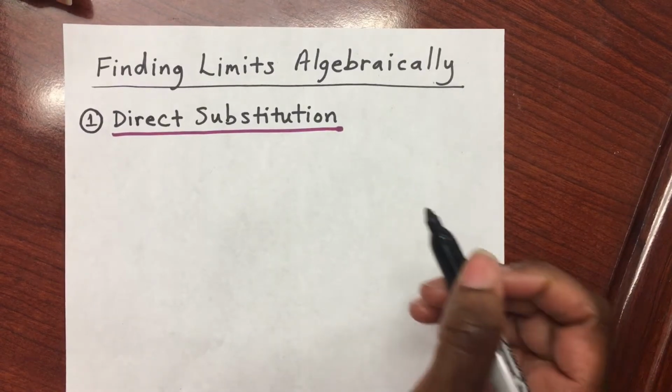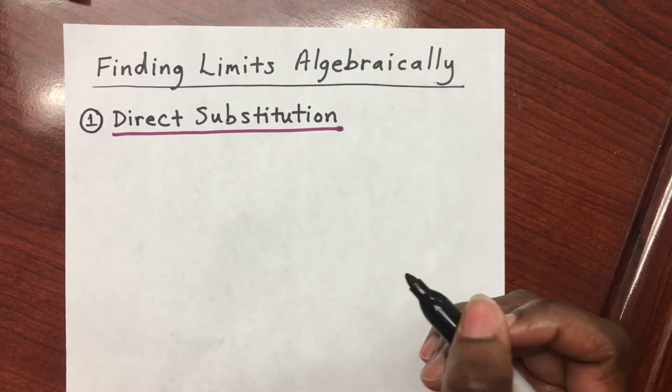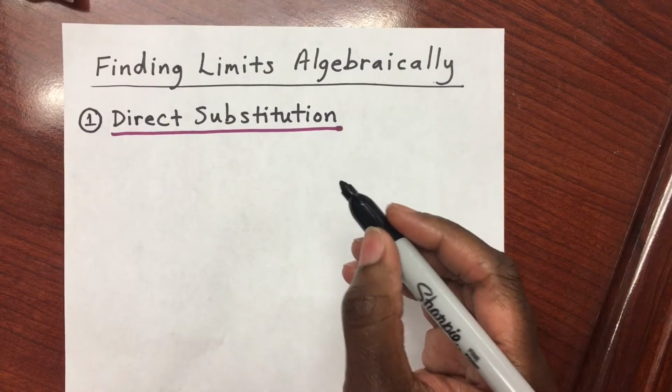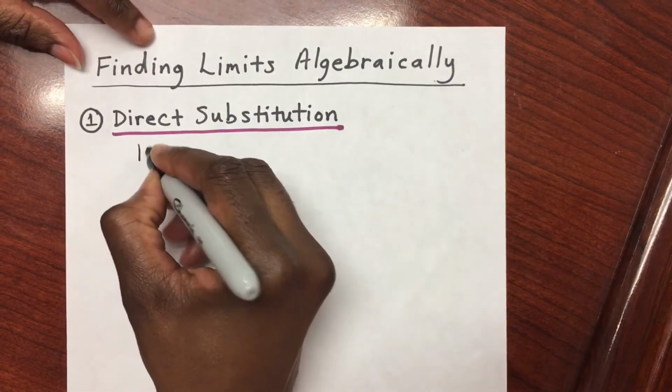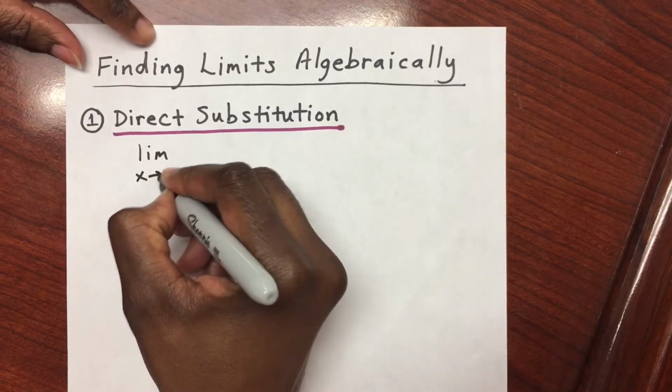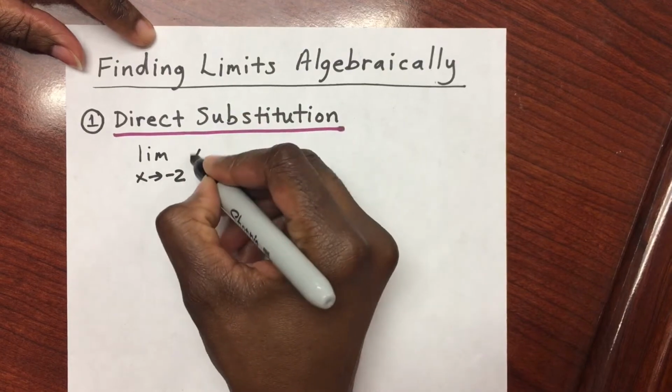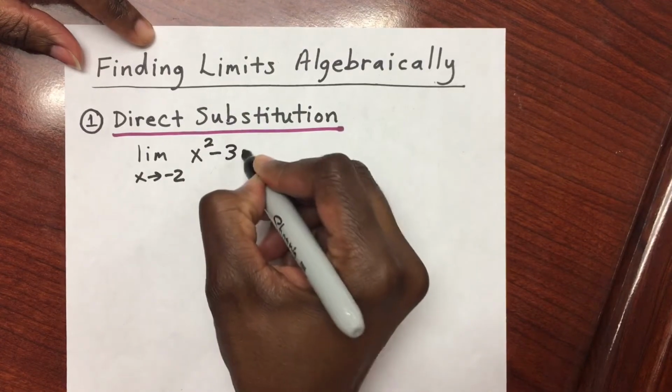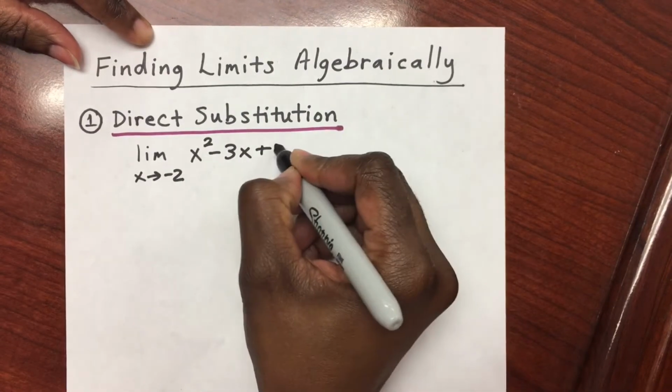Today we'll be finding limits algebraically. First, we will use direct substitution. The limit as x approaches -2 of x squared minus 3x plus 4.